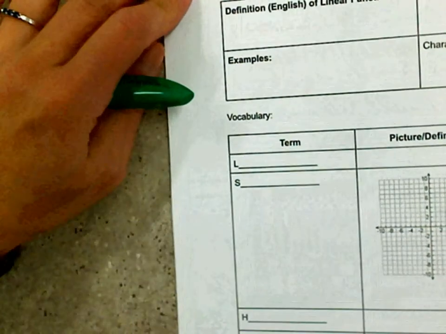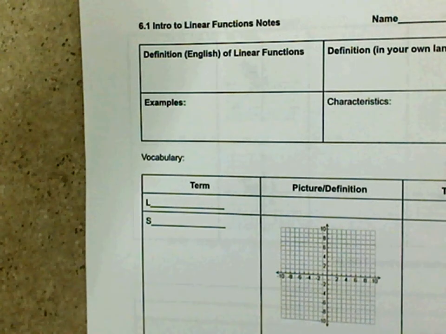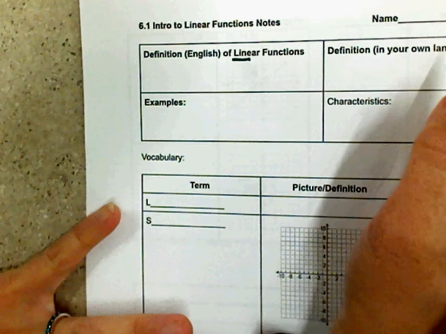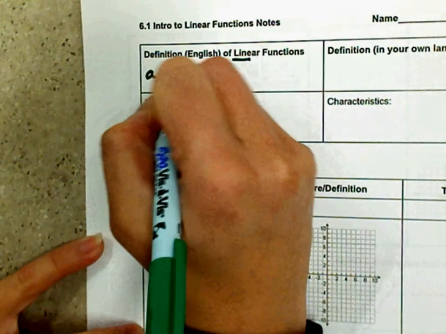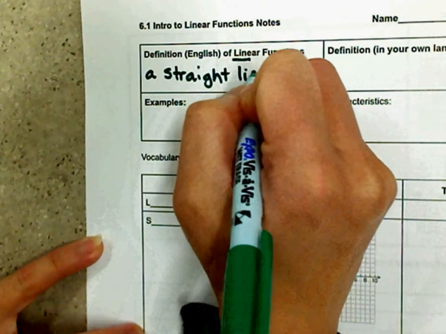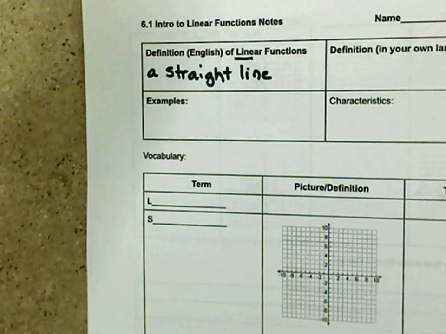Okay. So if you'll look right here, the definition, we're looking for the word linear. What do you think the word linear means? Line. A line. Good. So it's a straight line. Okay? It's a straight line. No curves, no hills, nothing. It's just a straight line.